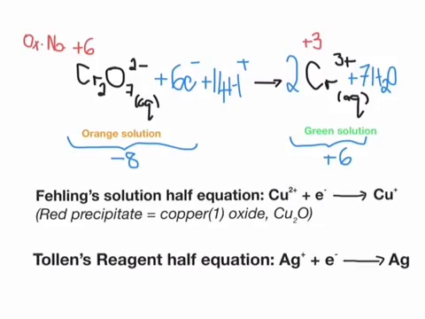Fehling solution is blue because it contains the copper-2 ion in solution. And when you use Fehling solution to oxidize the aldehyde, the Fehling solution becomes reduced to a red precipitate of copper-1 oxide. So the half equation showing the reduction of the copper-2 ion is given like so. Tollen's reagent has Ag+ ions present in it, and during the reduction of Tollen's reagent, the silver ions turn into silver metal. So the half equation for the silver ions is shown like so.